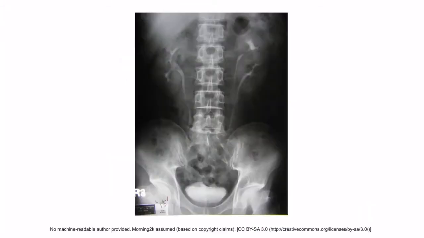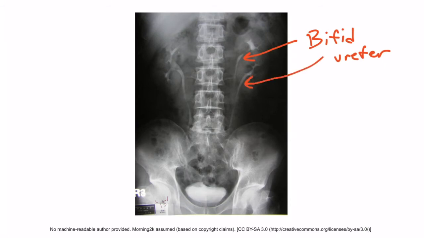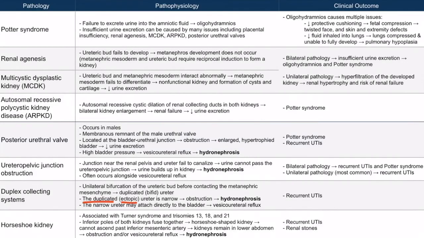Now this is a radiograph which demonstrates a bifid ureter. You can see that right here. Contrast this to the patient's right side, which only shows a single ureter. And this duplicated or ectopic ureter is very narrow, and this narrowness can lead to a few problems, including obstruction. And if there's obstruction of outflow through the ureter, then urine will build up in the kidney and cause hydronephrosis. And as we discussed, this will result in recurrent UTIs.